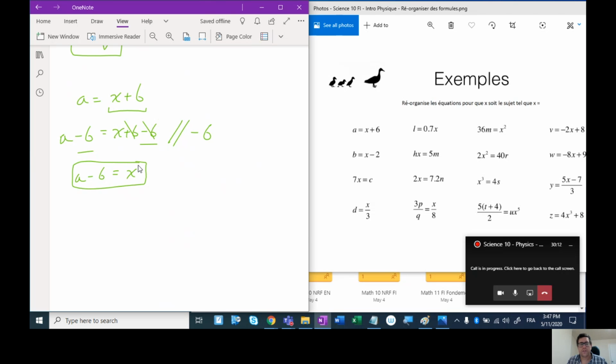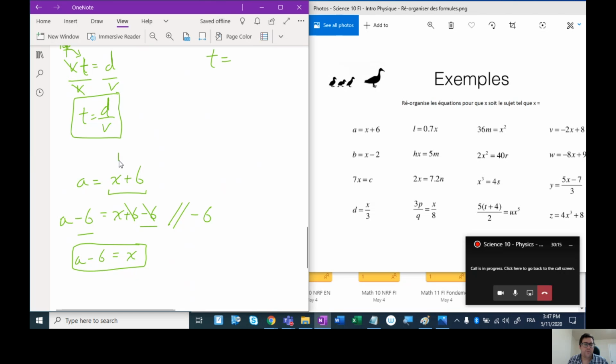X is now the subject, which means that if we have x here, like 0, 1, 2, 3, you have x. You can find A so easily, can't you? Like 0 plus 6 is 6, 1 plus 6, 7, 8, 9. Easy, right?